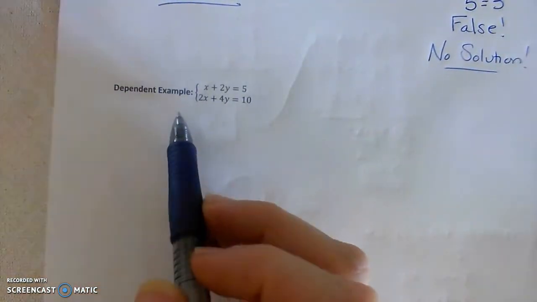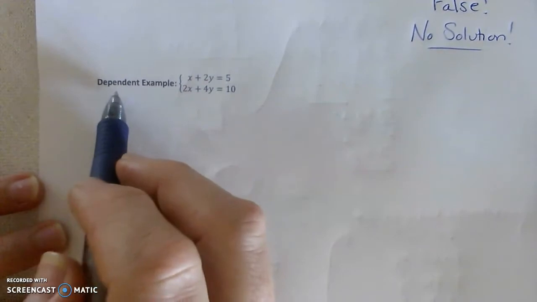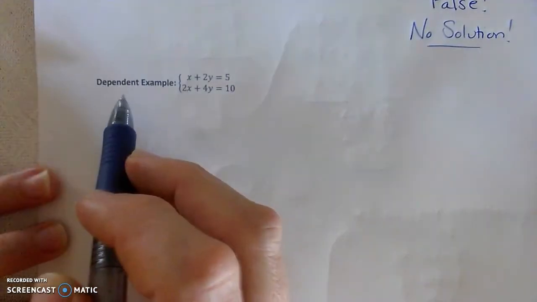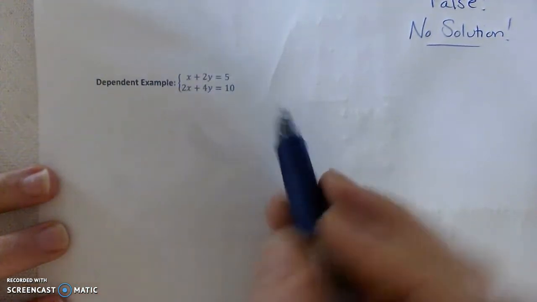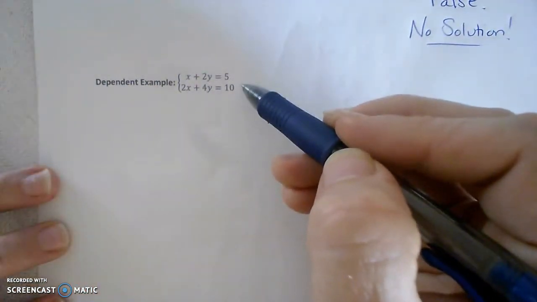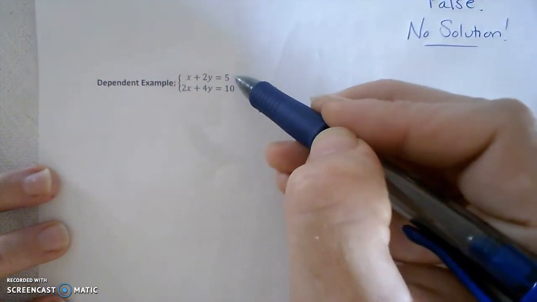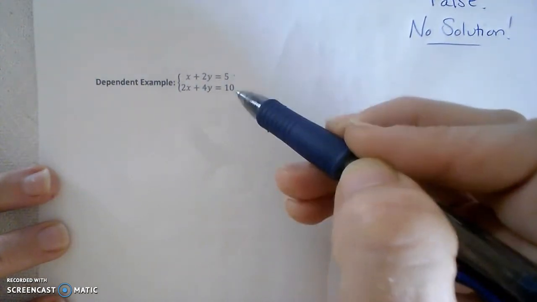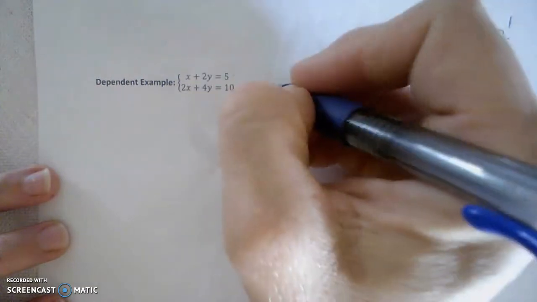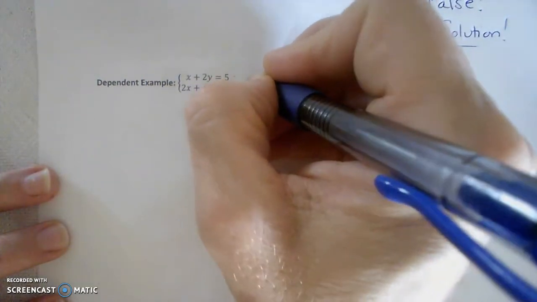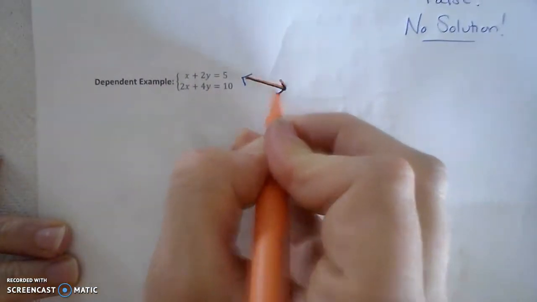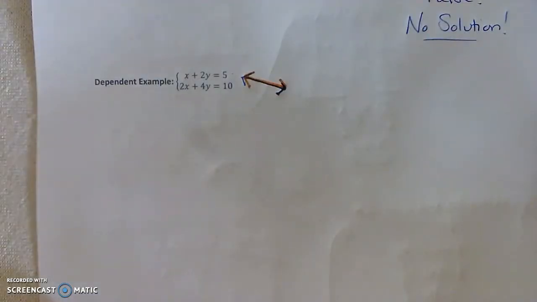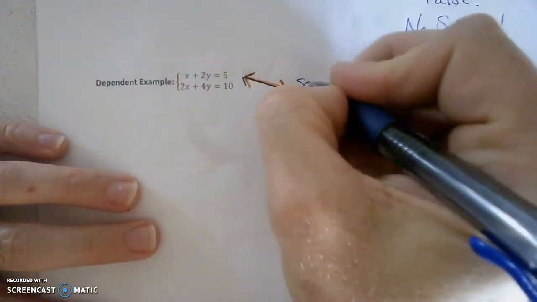In this last example, let's remember what it meant for a system of equations to be dependent. In this case, x plus 2y equals 5, 2x plus 4y equals 10. Notice that these are actually the same equation. Like if you were to take the first one and multiply both sides by 2, you'd get the second equation, right? So in this case, we actually have that the two lines are indeed the same line, one right on top of the other. So we have that they're the same line.